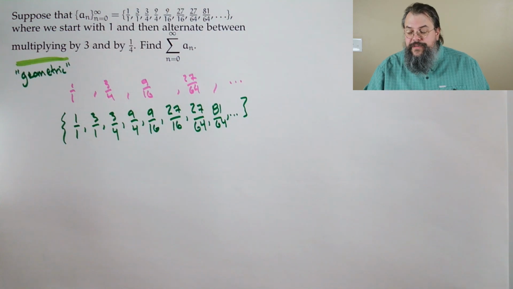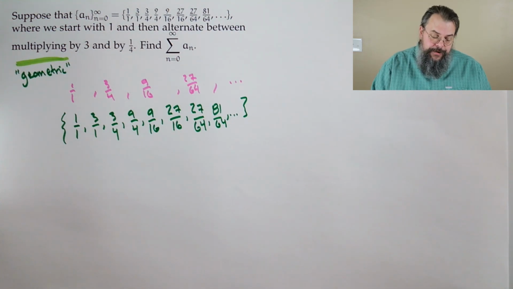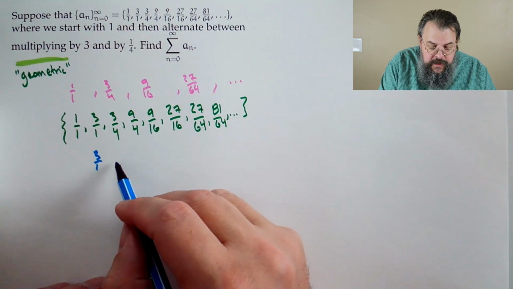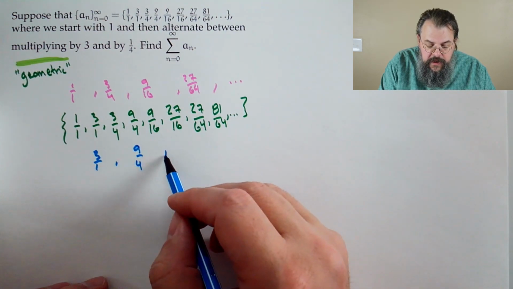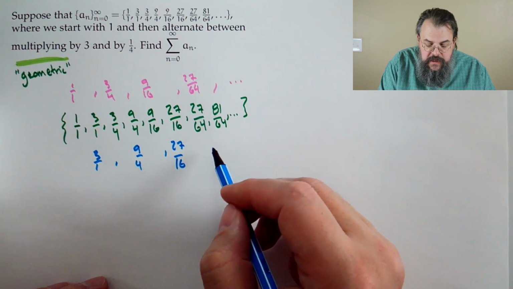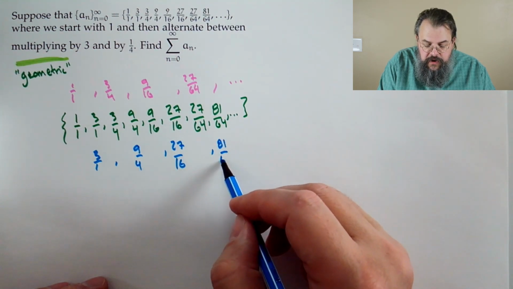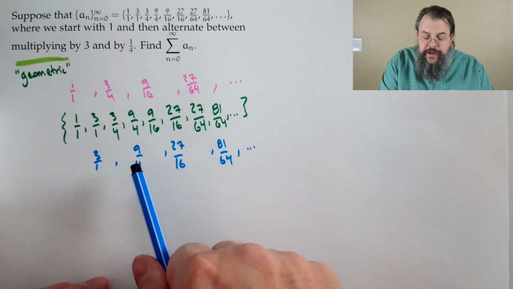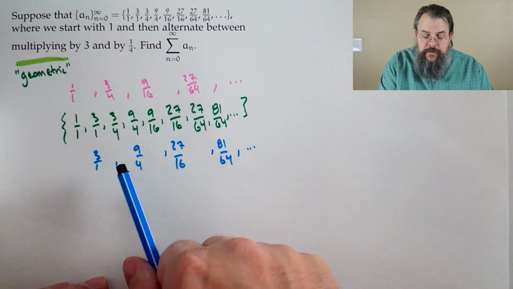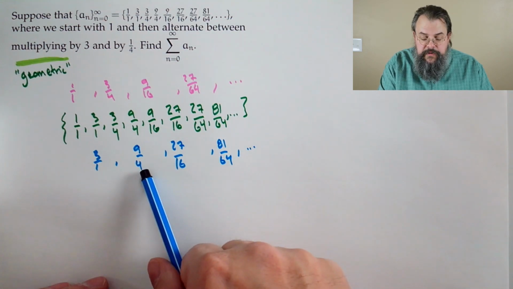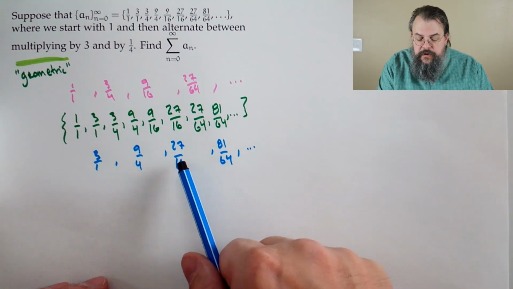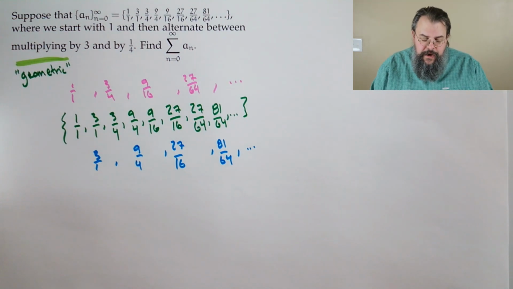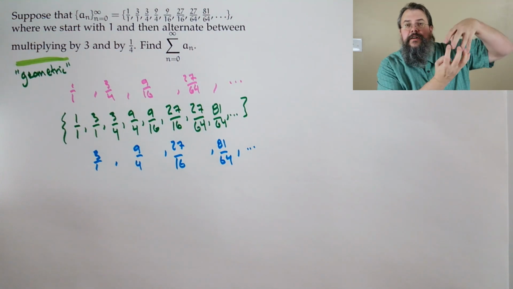Well, what if we started with the second term and took every other? Well, that would be 3 over 1, 9 over 4, 27 over 16, 81 over 64, and so forth. And again, what do we see? Between 2 consecutive, there was multiplied by 3 and divided by 4. So 3/4, 3/4, 3/4.